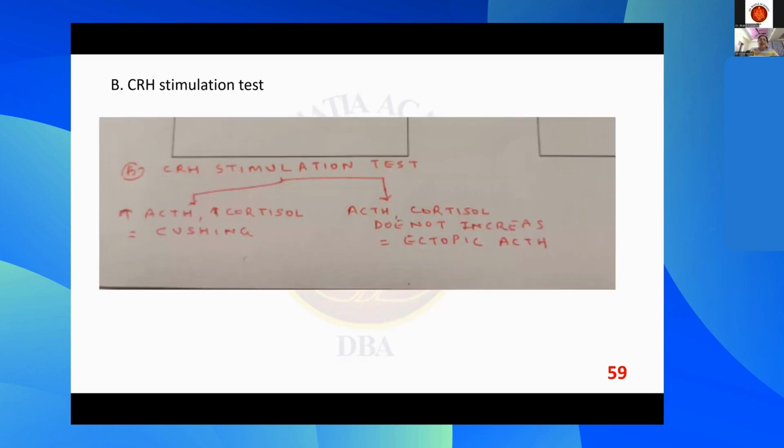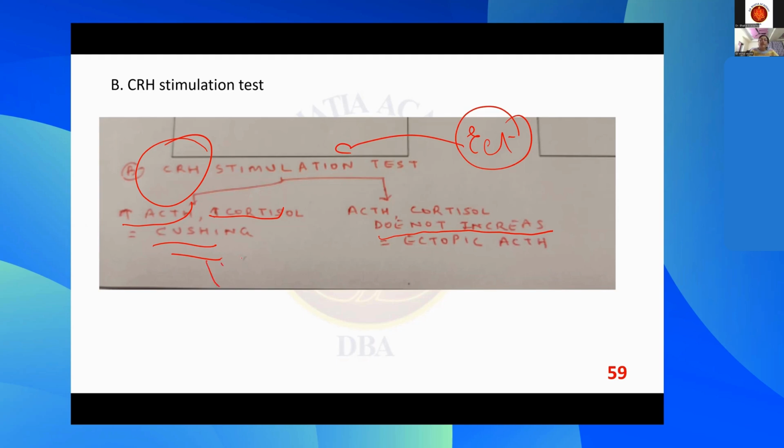So this is the CRH stimulation test. If you give CRH here and the ACTH is raised and the cortisol is raised, we are dealing with Cushing's. If ACTH and cortisol do not increase by giving CRH, because the ectopic source is not under the control of hypothalamus. It is only the pituitary which is under the control of hypothalamus. So you can also use a CRH stimulation, though we don't have CRH with us. If you give CRH and the values rise, it is pituitary. If the values do not rise, then it was ectopic.